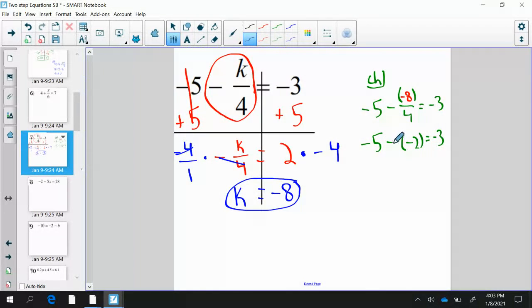And this is going to come together. Watch this. Negative 5 plus a positive 2. And a negative 5 plus a positive 2 is a negative 3. Negative 3 equals negative 3. Again, it should be balanced on both sides. We should get the same number. And we do. So we know this answer is correct. We're going to move to the last one.